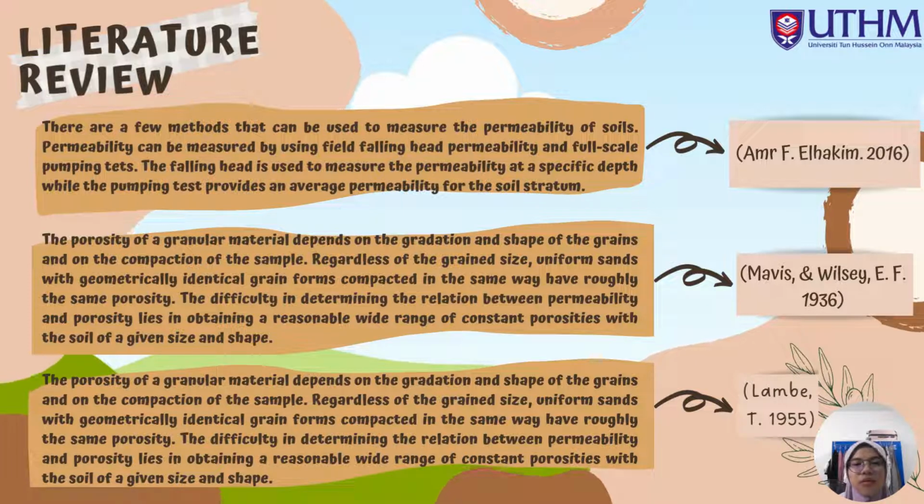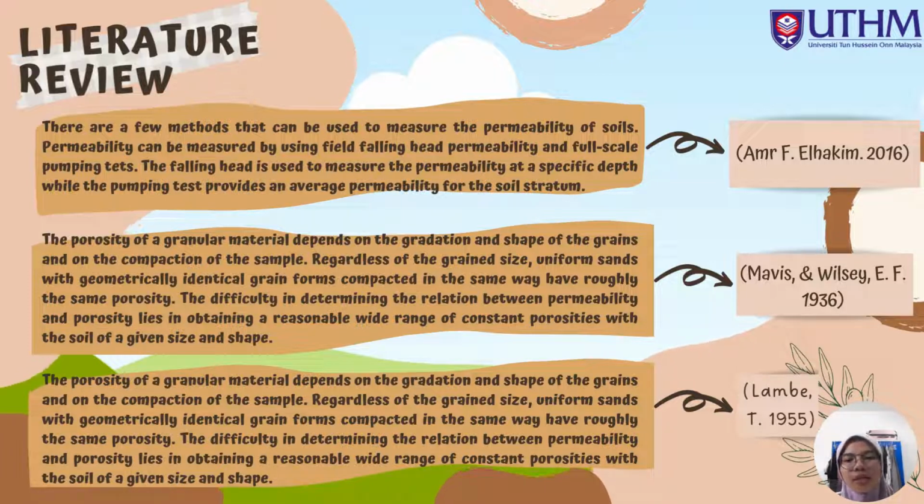Second, based on Mavis and Wild, 1936, the porosity of a granular material depends on the gradation and shape of the grains and on the compaction of the sample. Regardless of the grain size, uniform sands with geometrically identical grains compacted in the same way have roughly the same porosity. The difficulty in determining the relation between permeability and porosity lies in obtaining a reasonably wide range of constant porosities with soil of a given size and shape.